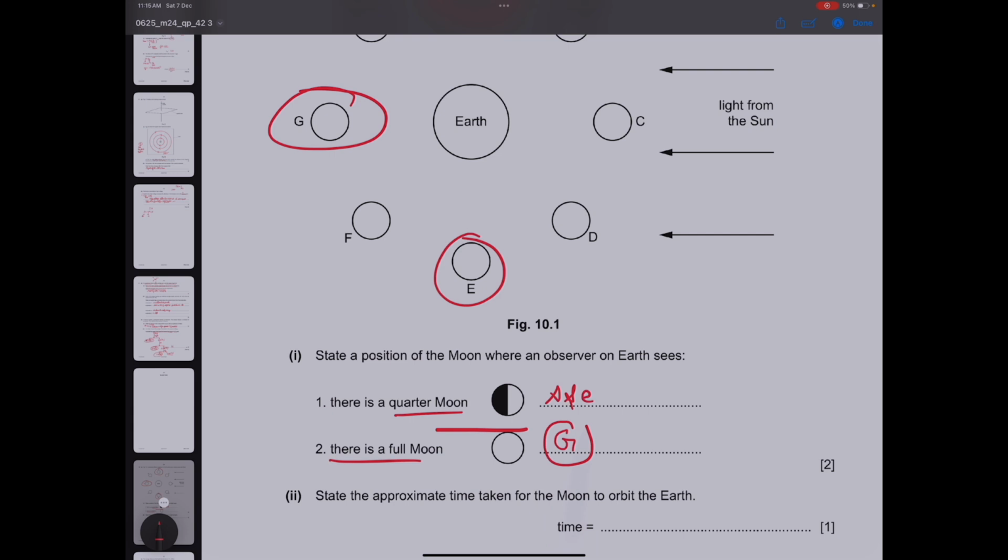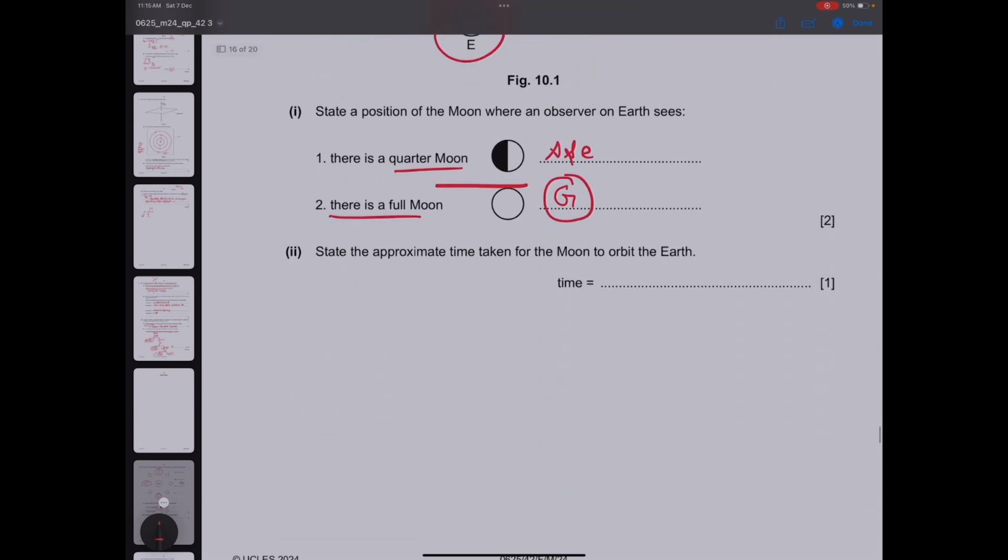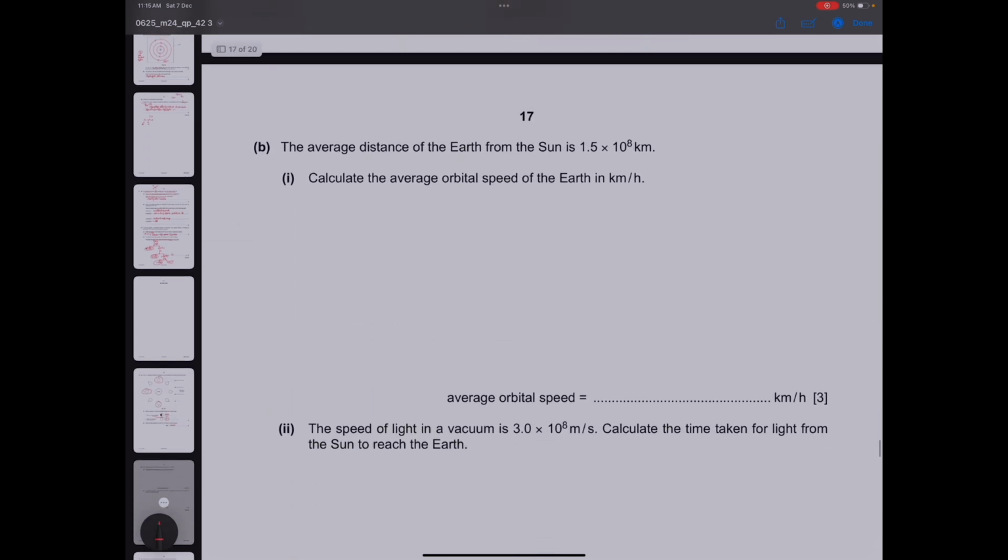State an approximate time taken for the moon to orbit the earth. Moon orbits the earth in nearly a month. So the answer should be 1 month. Now, the average distance is this much. Calculate the orbital speed. We know that orbital speed is equal to 2 pi r by time.